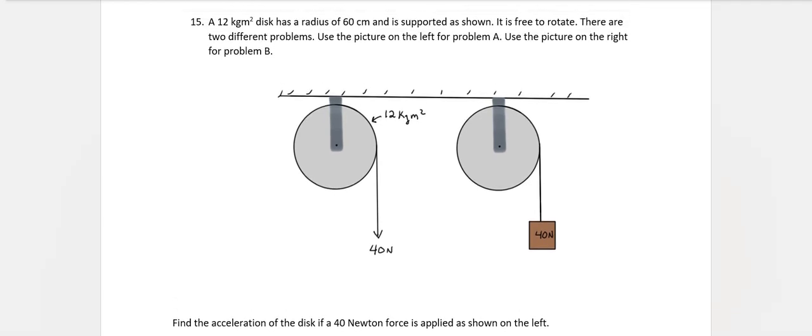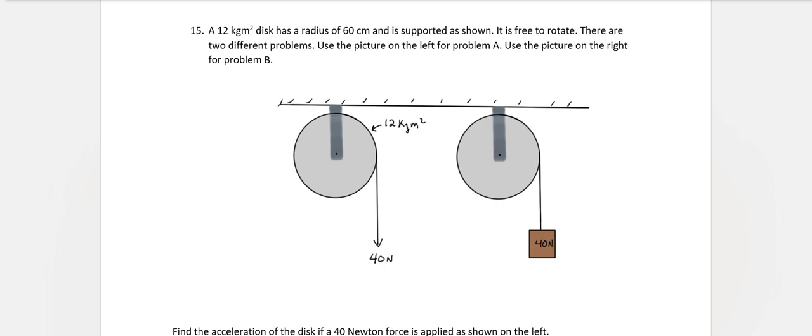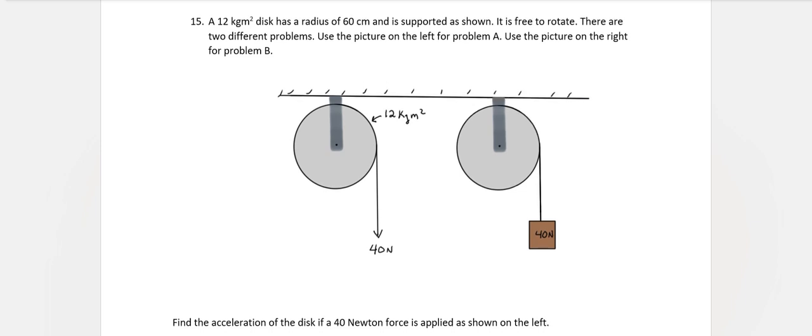I'm making this video to help you out with number 15 in Unit 4 homework. So let's see, a 12 kilogram meter squared disc has a radius of 60 centimeters and it's supported as shown, free to rotate. Now there's basically two different problems here, and I'm going to kind of separate them. You have a problem on the left and a problem on the right. Let's talk about the problem on the left first.